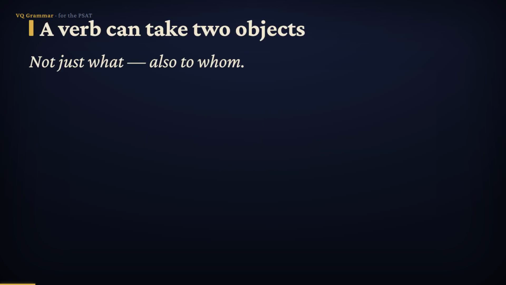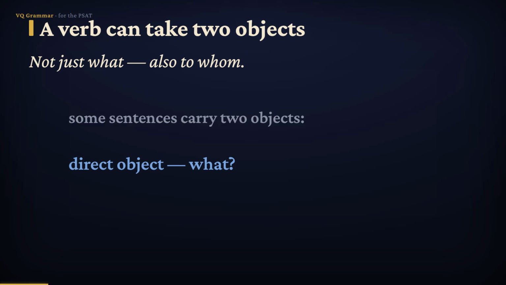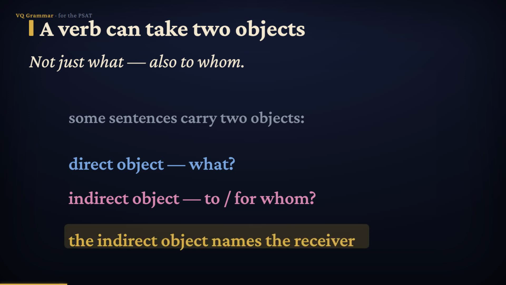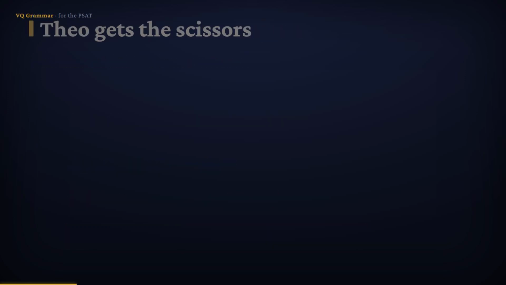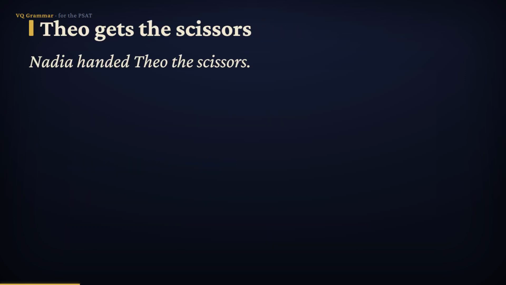Let's set the stage. You already know the direct object, the noun that answers what or whom after the verb. But an action verb can carry a second object too. This one is called the indirect object, and it answers a different question. To whom, or for whom, is the action done? In other words, the indirect object names the person who receives the thing. Two objects, two questions. Here's the example to hold on to.